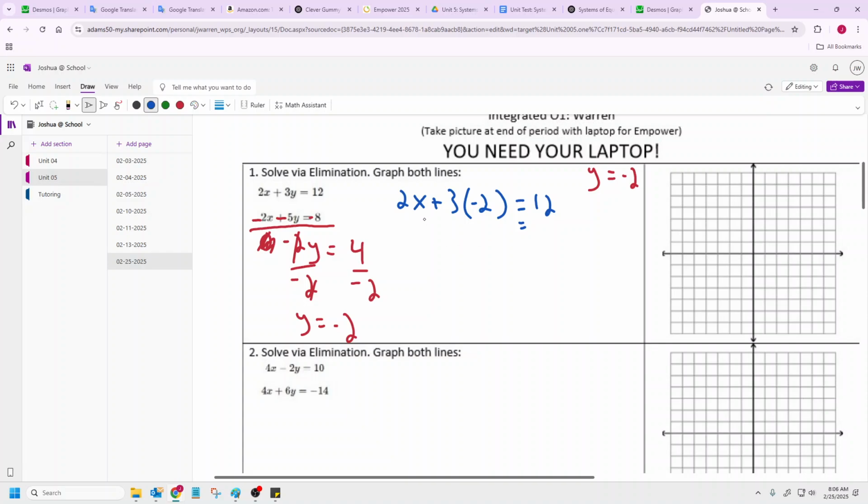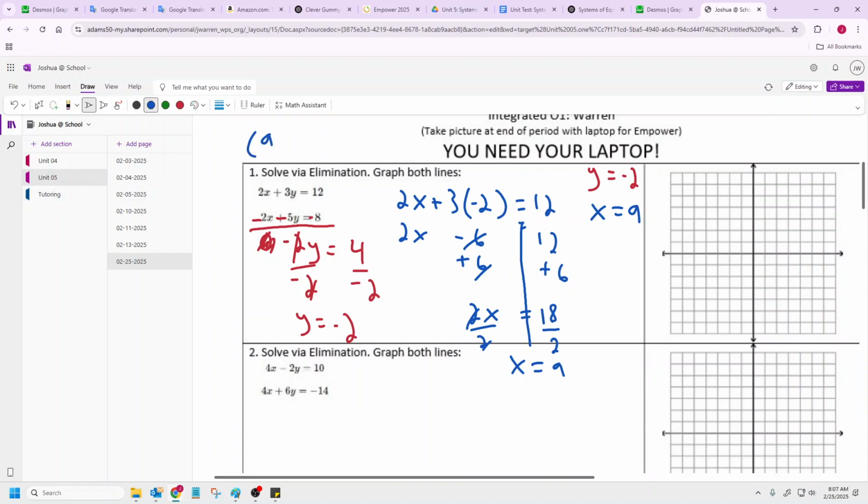Using the rules of equations, 2x, I'm going to bring down. 3 times -2 is -6, equals 12. Sorry, I'm going to draw a line right here for my equals today. Now I need to solve this like a regular equation. I'm going to add 6 on both sides because that's the opposite. And then you end up with 2x equals 18. Then we divide by 2, and you end up with x equals 9. So when our x equals 9, our y equals -2. That's the solution right there.